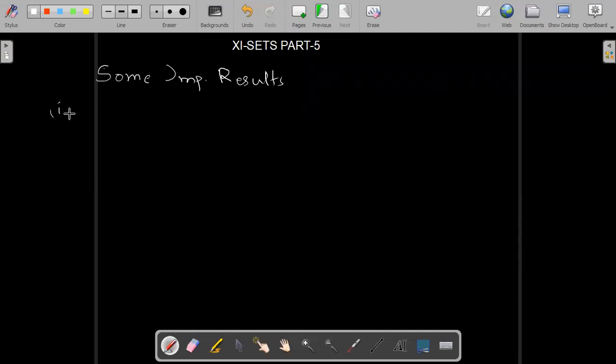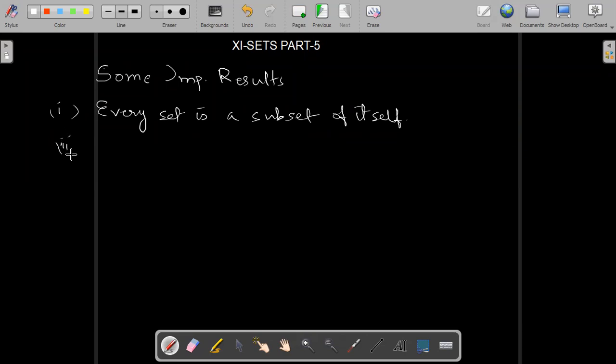Number one, that we have already seen, every set is a subset of itself. When we are writing the subsets of any set, that set will also be included in writing the subsets. Okay.